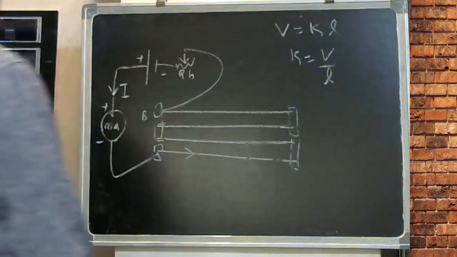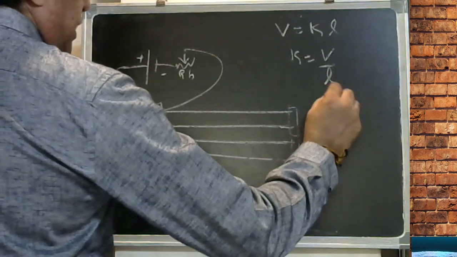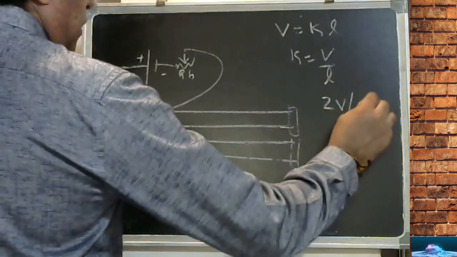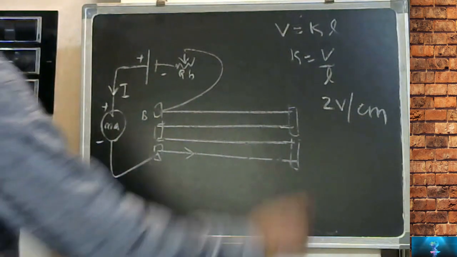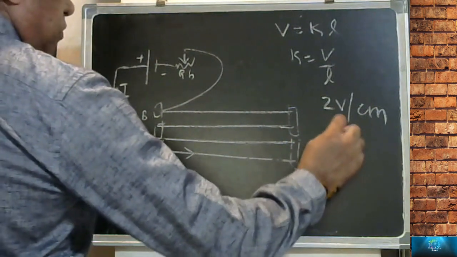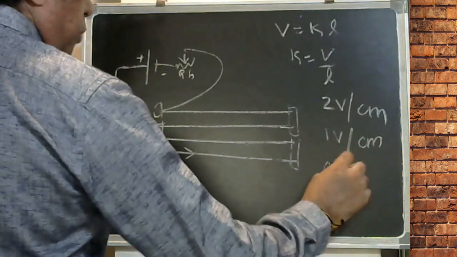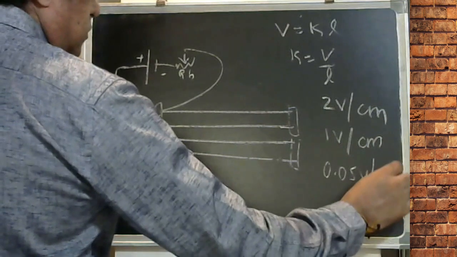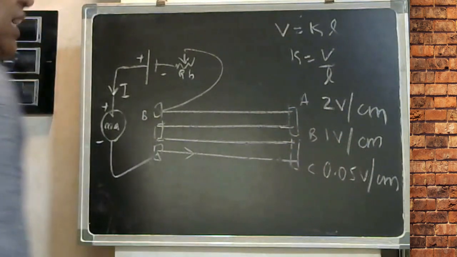So let's give an example for this. I have 3 potentiometers now. My first K value is going to be 2 volt per centimeter. K value is always the voltage per 1 centimeter. So the first potentiometer has 2 volt per centimeter, the second has 1 volt per centimeter, and the third has 0.05 volt per centimeter. These are potentiometers A, B, and C. If I ask you what's the best potentiometer, I'll say C is the best one.